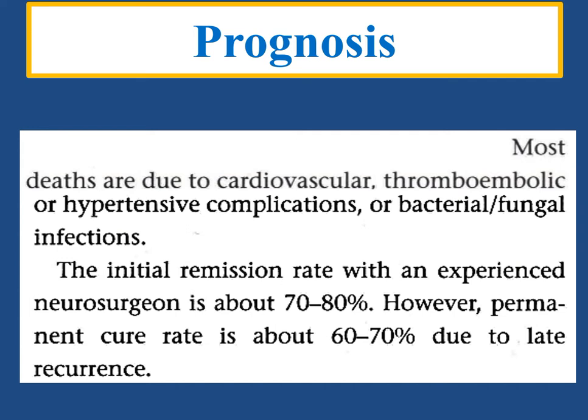Most deaths are due to cardiovascular, thromboembolic, or hypertensive complications, or bacterial and fungal infections. The initial remission rate with an experienced neurosurgeon is about 70 to 80%. However, the permanent cure rate is about 60 to 70% due to late recurrence.